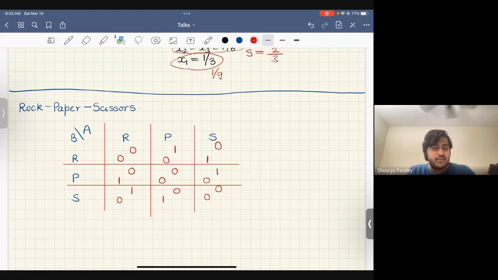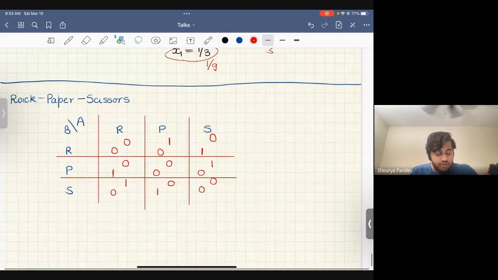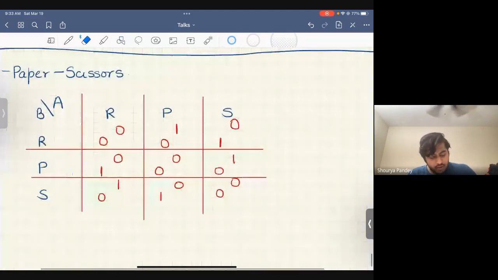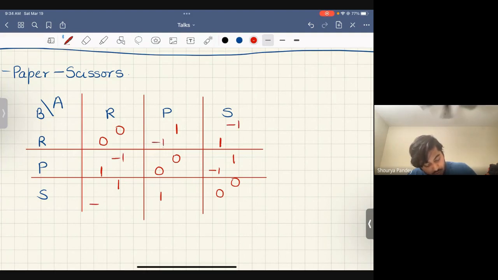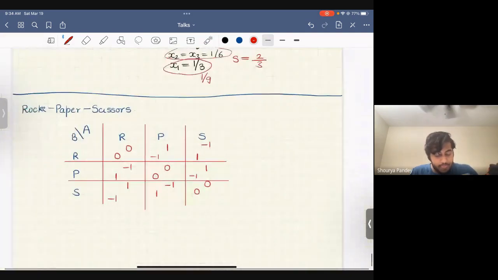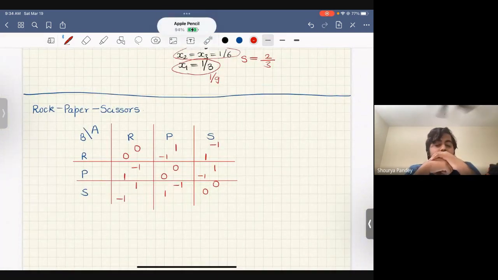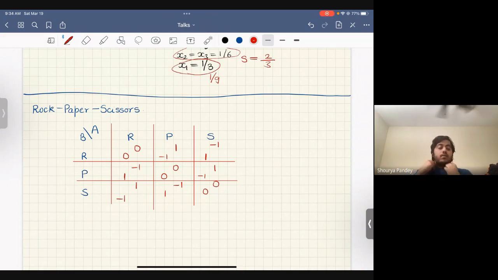Does this make sense? Yeah. Okay, great. And so now what should the strategy be? Or maybe let me just modify this and actually put -1s. So let's just do that. And so now what should the strategies of A and B be? Is there any strategy you see where there's no benefit for someone to change or something like that?